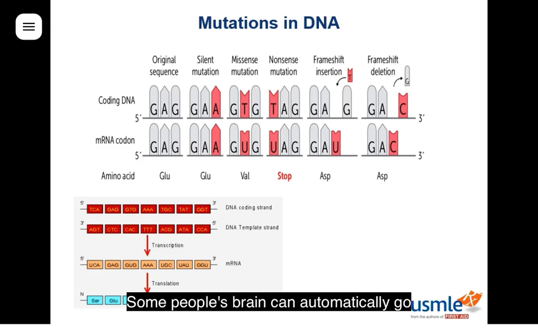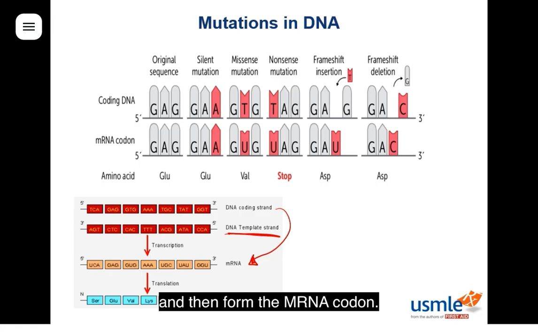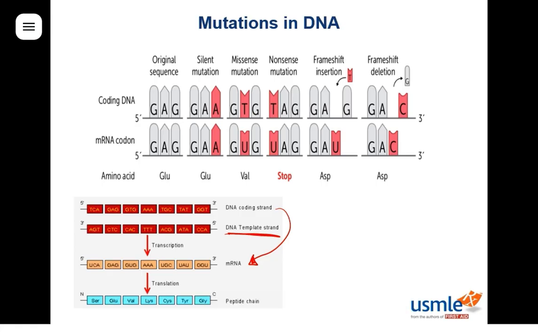Some people's brain can automatically go from the DNA coding strand to the mRNA, but my brain never worked that way. I always had to write out the DNA template strand and then form the mRNA codon. So whatever works for you, but I did just want to point this out.